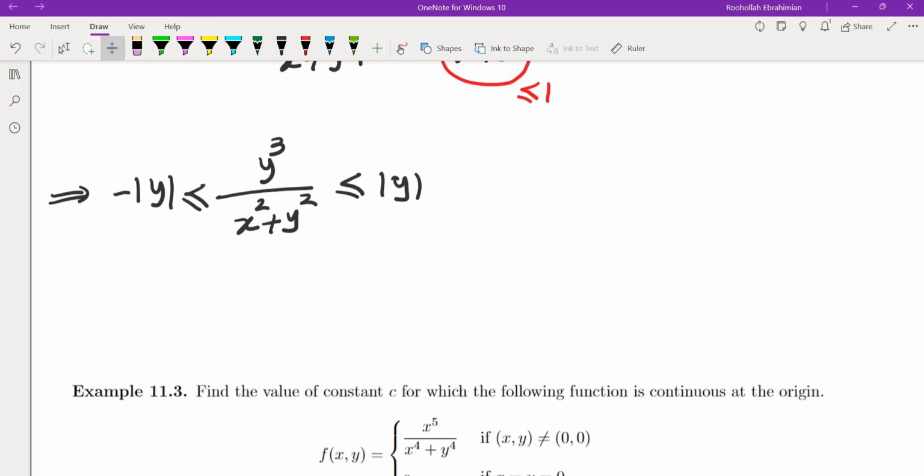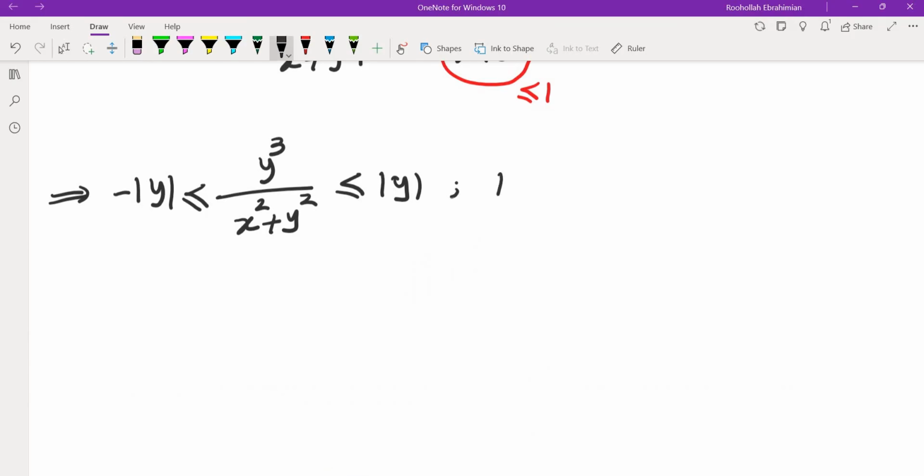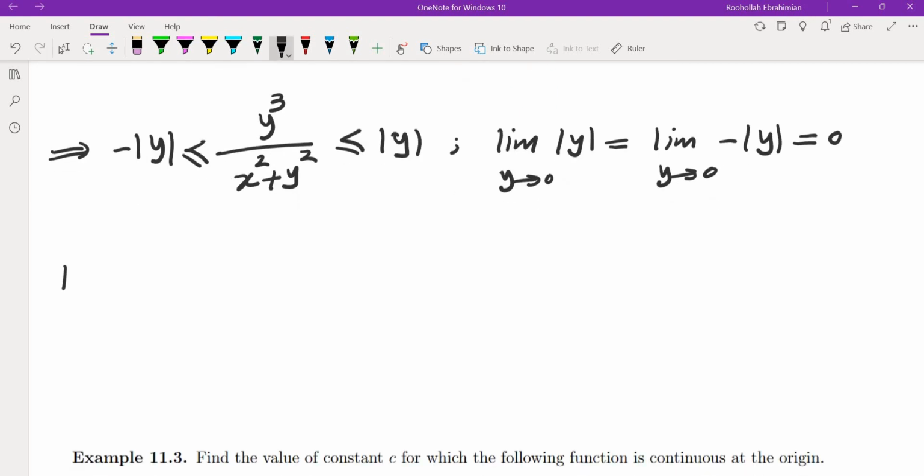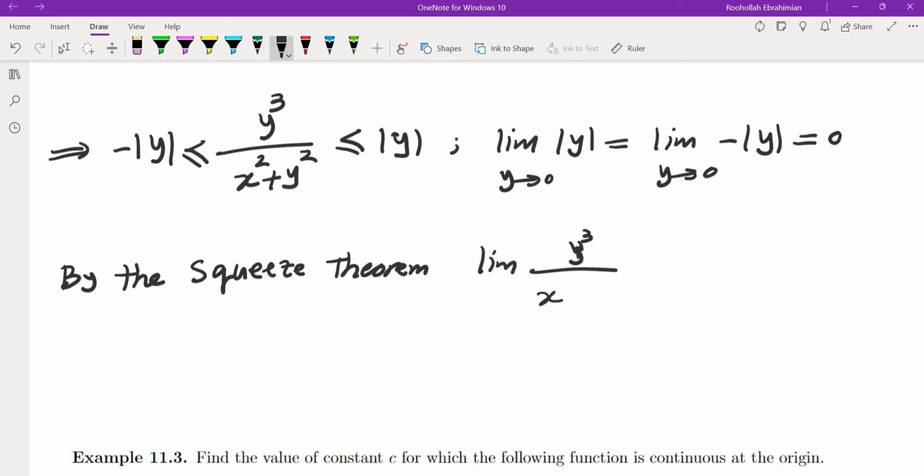Now, since (x, y) approaches the origin, the limits of absolute value of y and negative absolute value of y are both 0 as y approaches 0, because (x, y) approaches the origin, so y approaches 0. So by the squeeze theorem, very similar argument again here, the limit is in fact 0. Limit of y cubed over x squared plus y squared is in fact 0 as (x, y) approaches the origin.